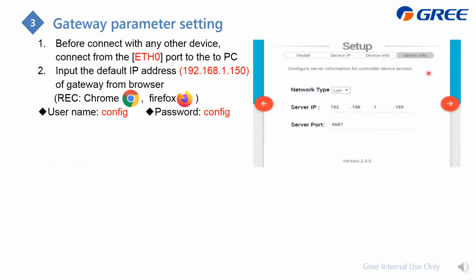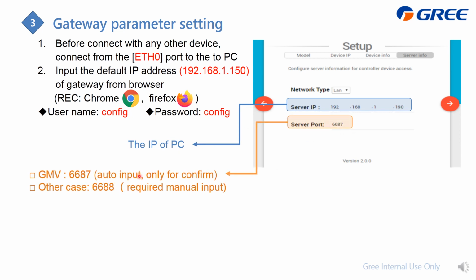At step 4, you need to check or change the IP of the computer. Here is the server, meaning the computer, also your PC, and here is the server's port. If you apply the GMV for the building system, it is 6687. It is already auto-input only for convert. If you just would like to control or connect to the UMatch, rooftop, or water heater, just input 6688.